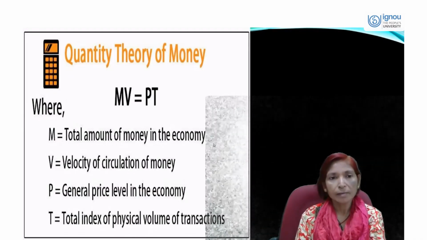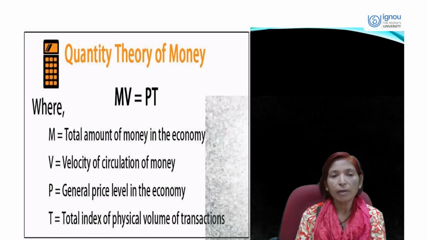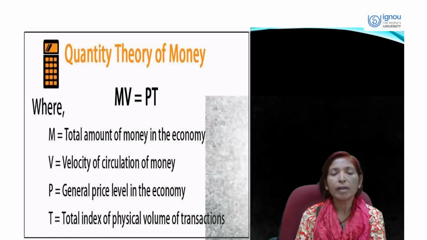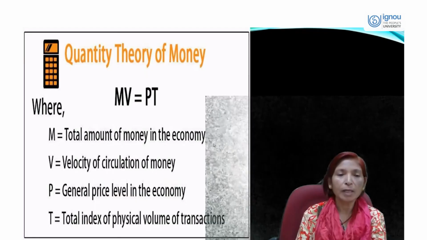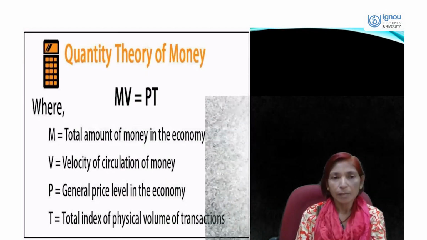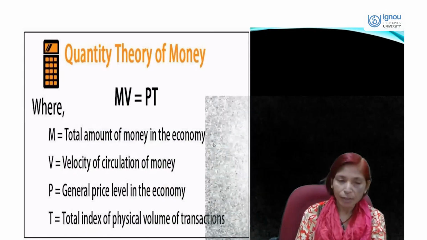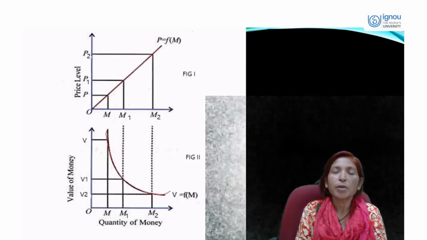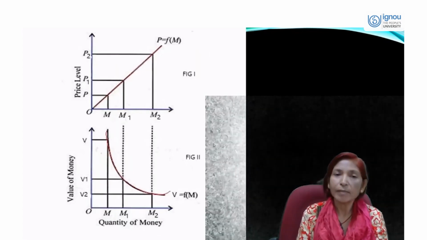Now next is, if we want to calculate P, then P = MV upon T, in which we assume that V and T remain constant, and money supply will directly affect the price level because P is a passive factor according to Irving Fisher. Now next, this is the positive and direct relationship between money supply and the price level.